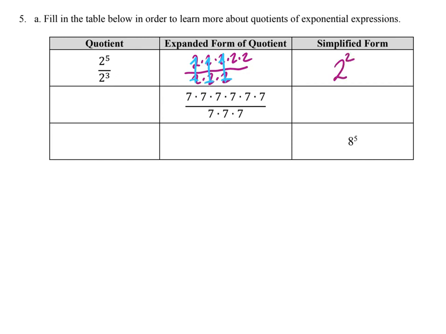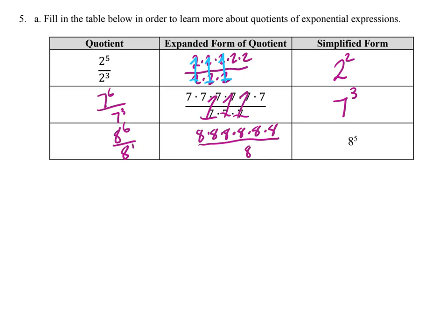Similarly, in the second problem, that's 7 times itself 6 times on top, and 7 times itself 3 times on the bottom. So these can divide to become 1, leaving us with 7 times itself 3 times. And then the last one I could do in a variety of different ways. I'm just going to do 8 times 8 times 8 times 8 times 8 times 8, 6 times, divided by 8. So that would be 8 to the 6th divided by 8 to the 1st if I want to represent it.